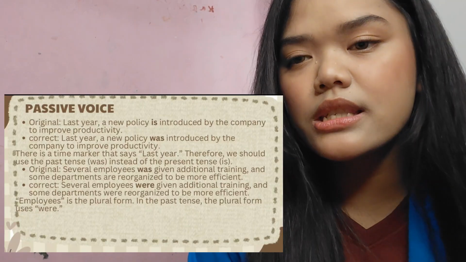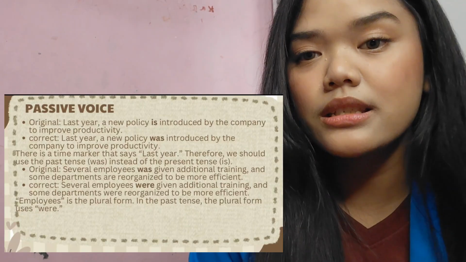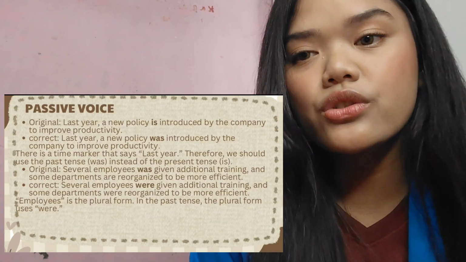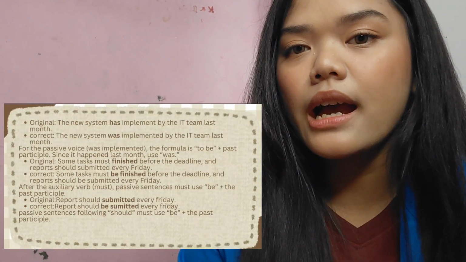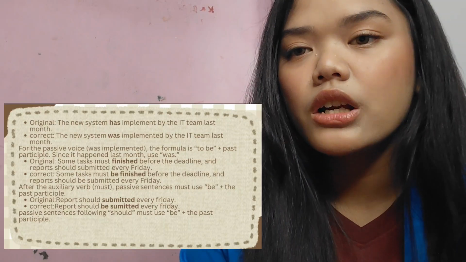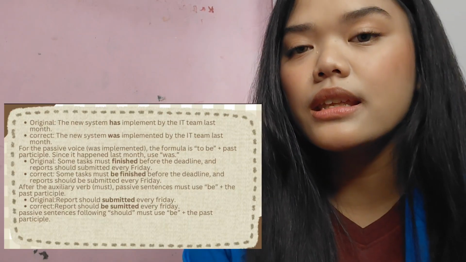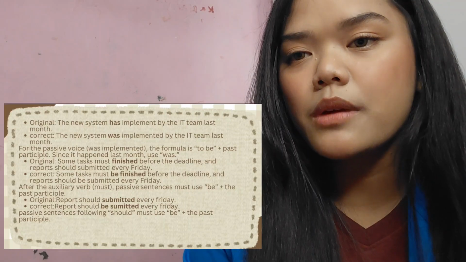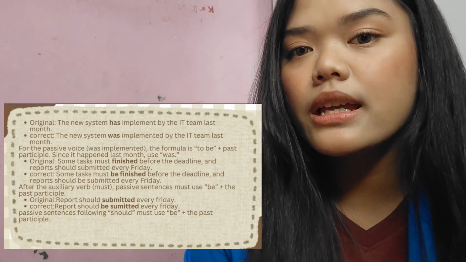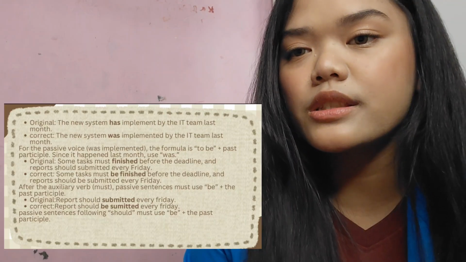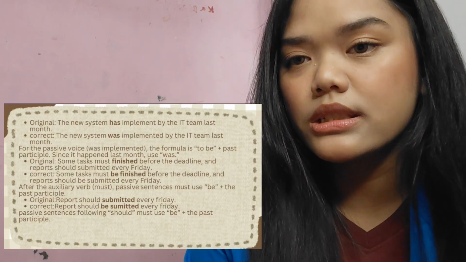The employees is the plural form. In the past tense, the plural form uses were. Next is "The new system has implemented by the IT team last month." Correct: The new system was implemented by the IT team last month. For the passive voice "was implemented," the formula is to be plus past participle. Since it happened last month, use was.